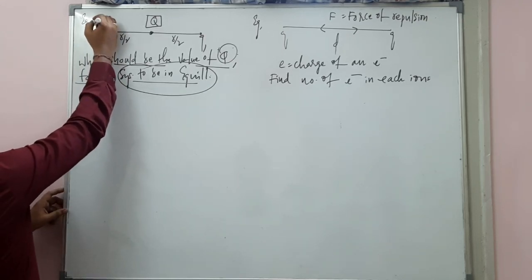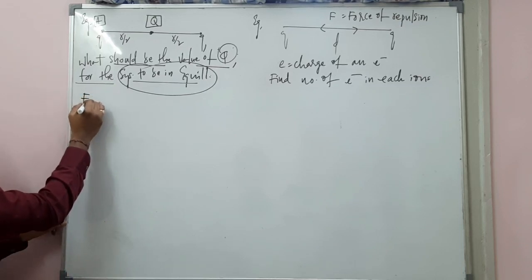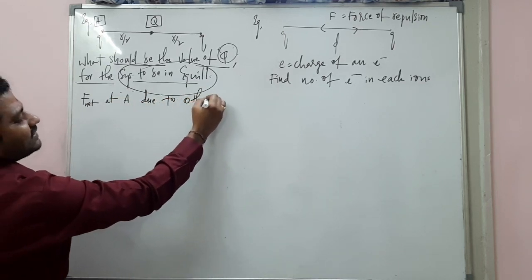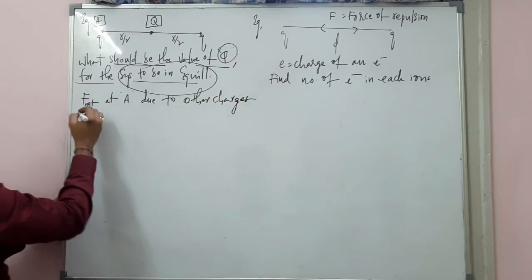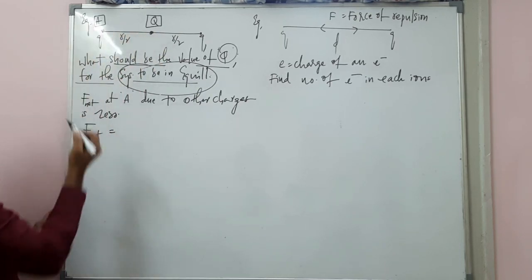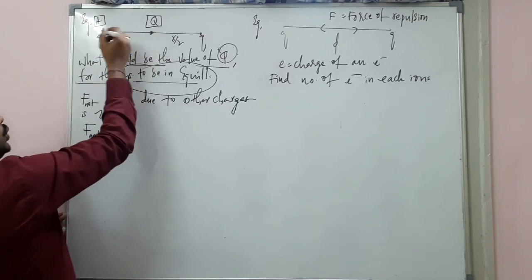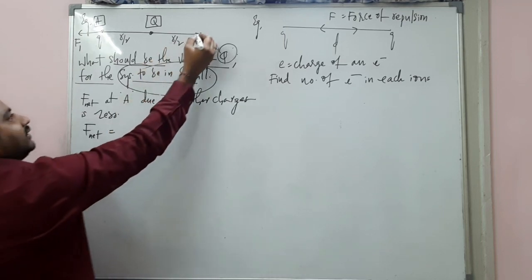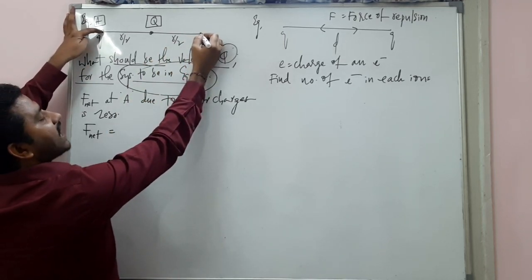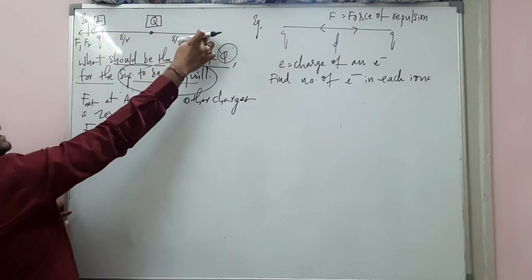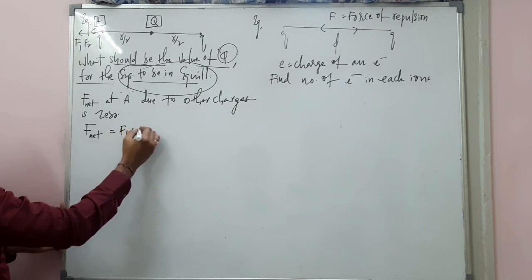I'm just taking net force at point A due to the other charges is 0. Ready? So F net is equal to, see, there is a force of repulsion between these two, and our focus is on this charge, small q. This capital Q will repel this with a force, let's take that as F1. And this small q, which is at a distance r from the other small q, there is another repulsion force, that's F2. You understand? This charge will repel this, and this charge will repel this. So the net force I can write is F1 plus F2.